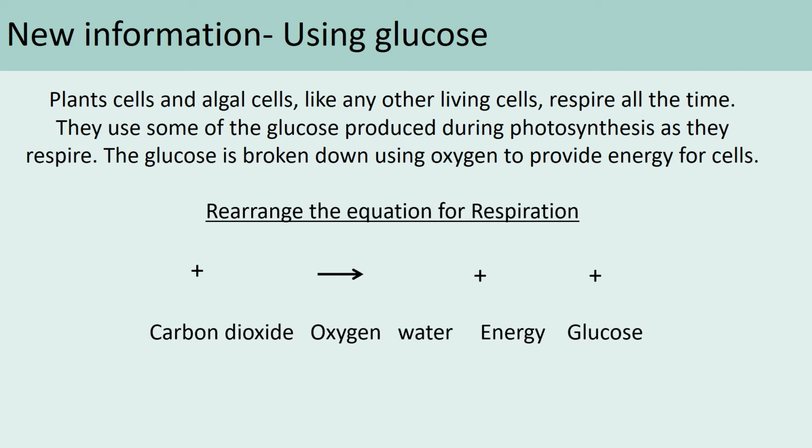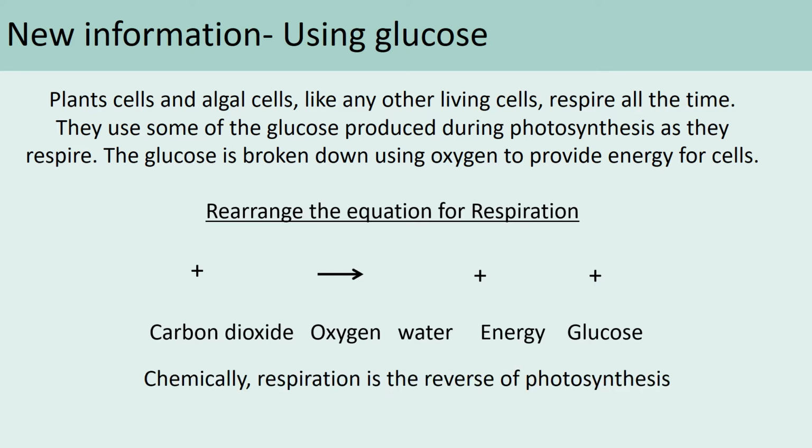Okay, so hopefully we've had a go at it, and we should have, as the reactants, the things going into the reaction, glucose and oxygen, and the products, the things that come out of the reaction, are going to be carbon dioxide, water and energy. And well done for those people who realised that it's just the opposite, the reverse of photosynthesis. So plants do photosynthesis, and then they use it to get energy from respiration.